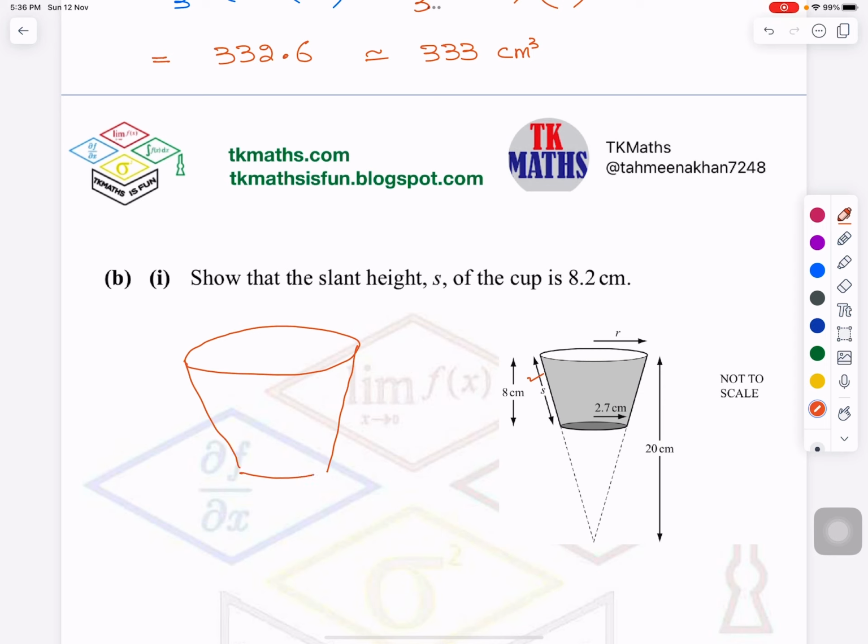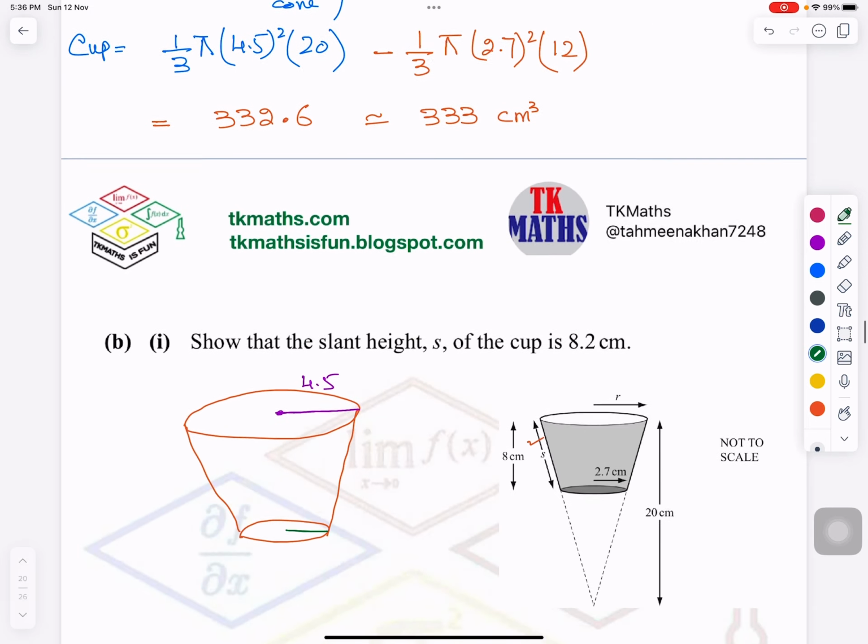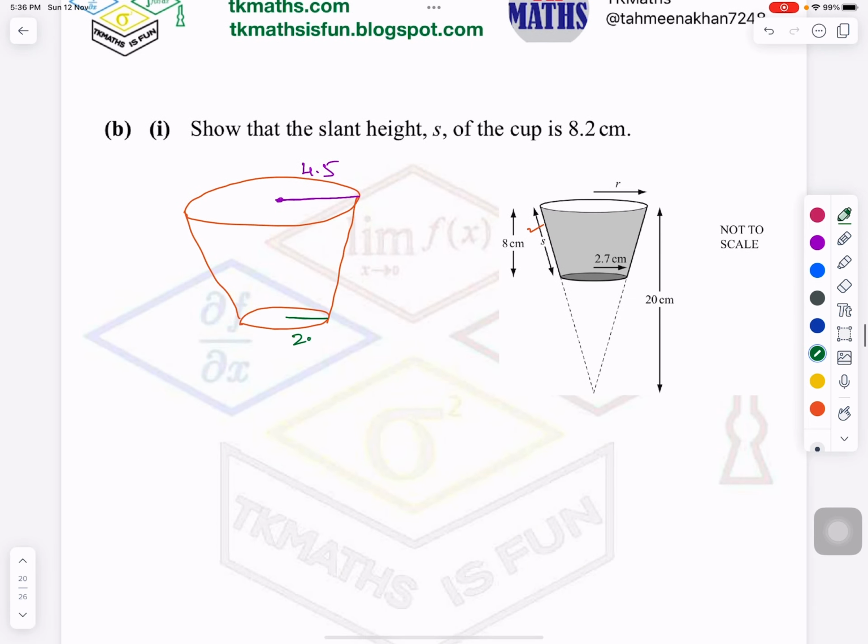I'm trying to draw a cup only here, okay? Now this is the cup, the top part of the cup. The radius of this cup is given to you here, 4.5. I'm using different color so that I can relate it. And the radius of the smaller cup was given 2.7, am I right? Yes, 2.7. Okay, I have to find out this slant height, which I'm taking here with the red color.